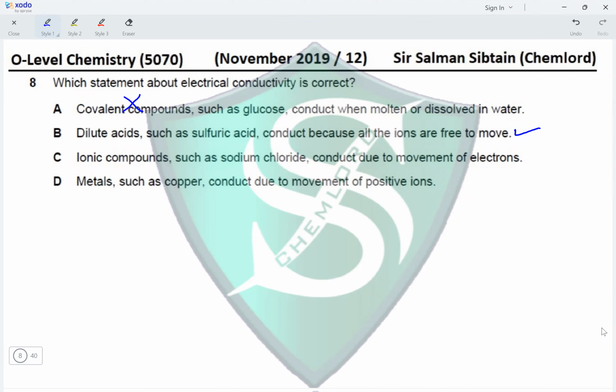C. Ionic compounds such as sodium chloride conduct due to movement of electrons. No, in the aqueous state, the ions are moving. And D, metals such as copper conduct due to movement of positive ions. No, due to movement of electrons. So the correct option for this question is option B.